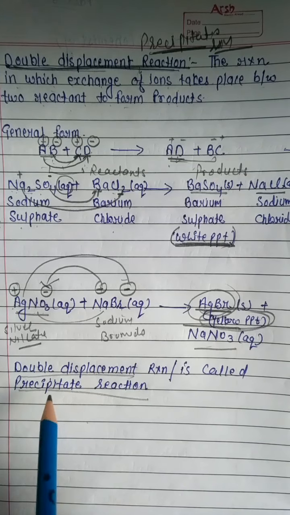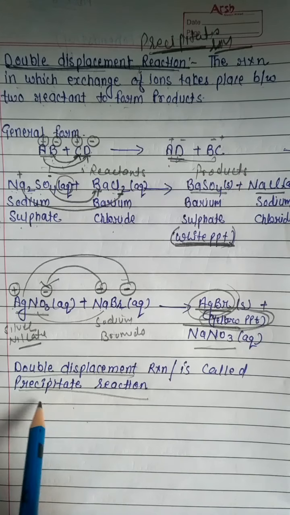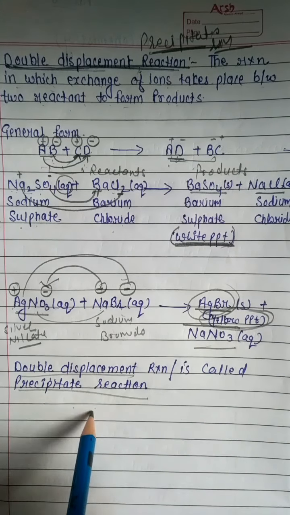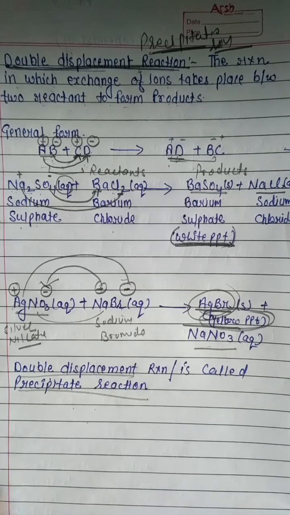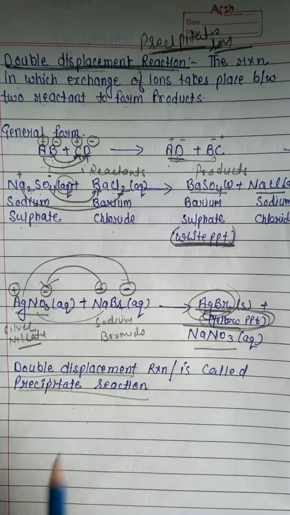Write these reactions at least 3 or 4 times, and these are the most important reactions. And from these reactions, marks will be there.